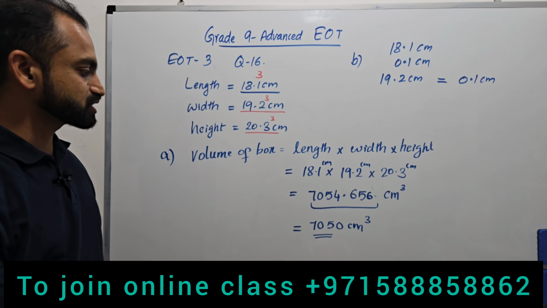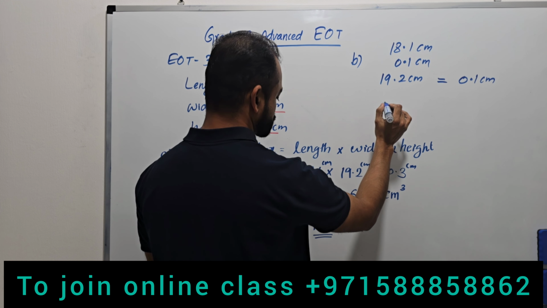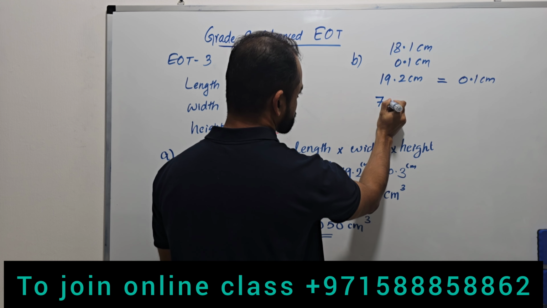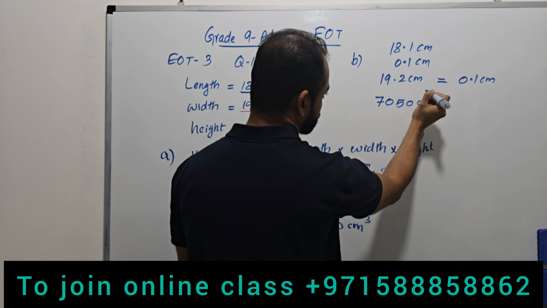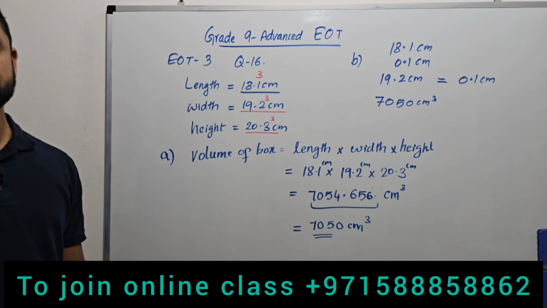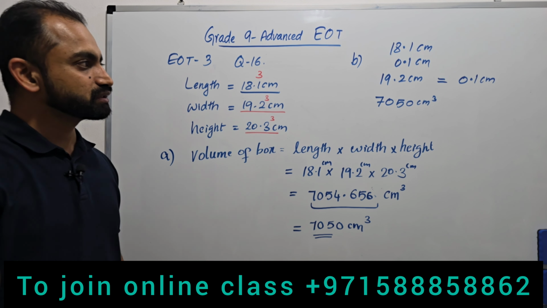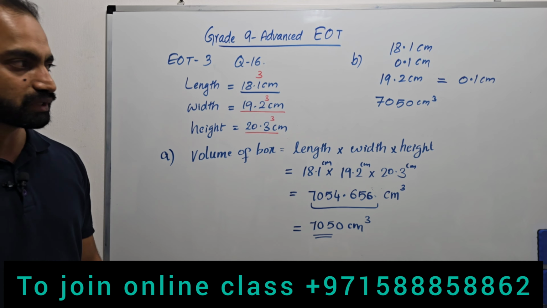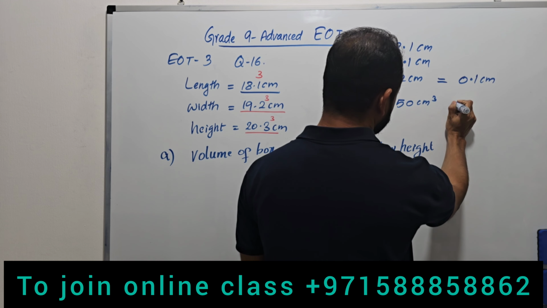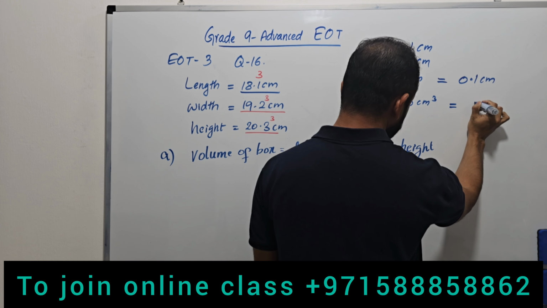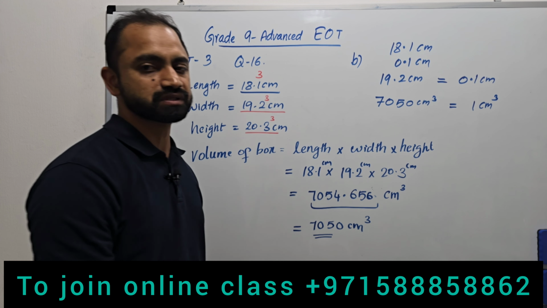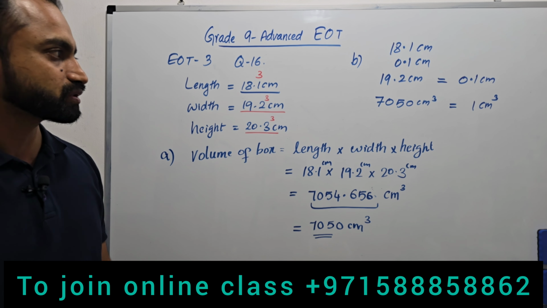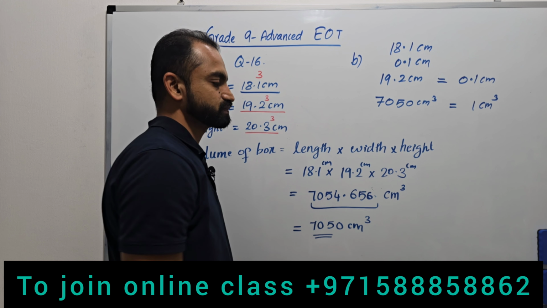Then what is the precision in volume? This is the value of the volume, right? 7050 centimeter cube. There is no decimal in volume. So the precision of the volume is 1 centimeter cube, because there is no decimal in this.